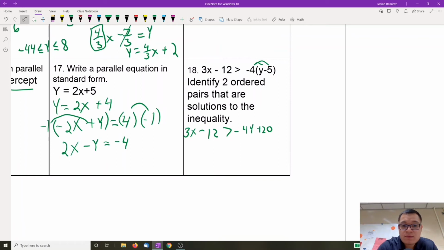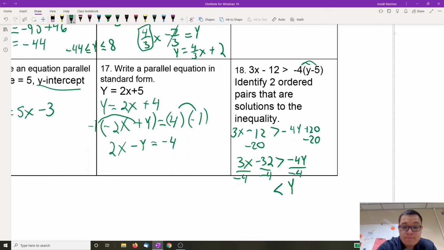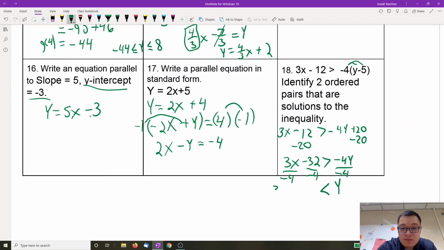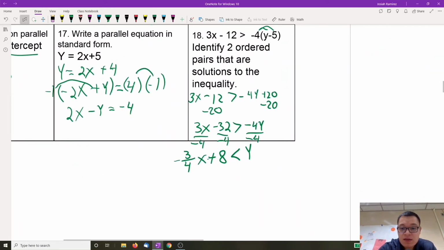Then, why don't we just go ahead and change this into slope-intercept form? So let me subtract 20. 3x minus 32 is greater than -4y. Then let's divide by -4. And since we're dividing by a -4, we have to change the way the sign's pointing. That's going to be y less than -3/4 x plus 8. So that is my inequality.